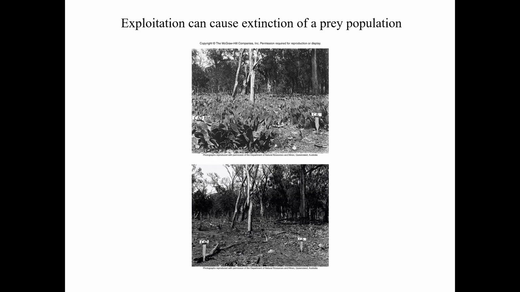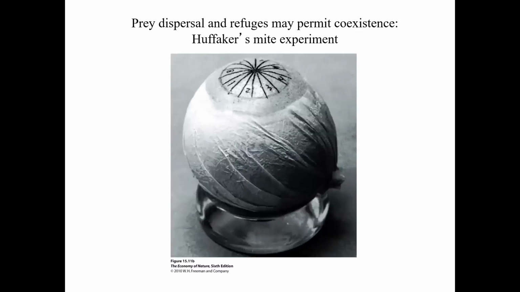So we can have stable coexistence. We can have what look like limit cycles. We can have extinction of the prey and later on the predator. Now, we can also have coexistence of the predator and prey that cycles under conditions where you'd expect extinction. You'll remember that mite experiment that we talked about a little while ago. Well, that's just one of many predator-prey systems.